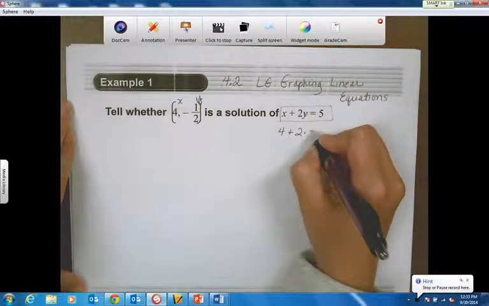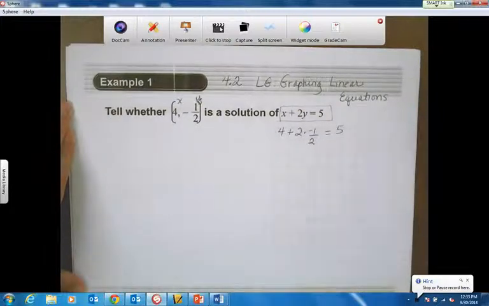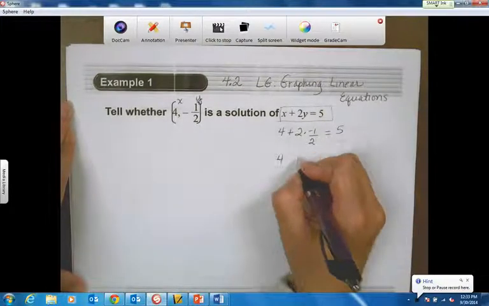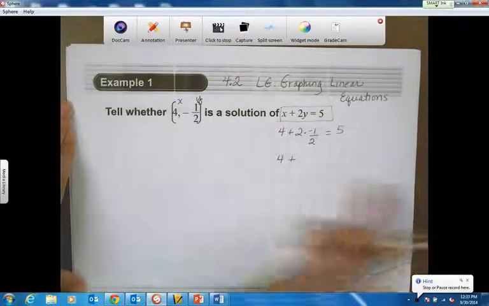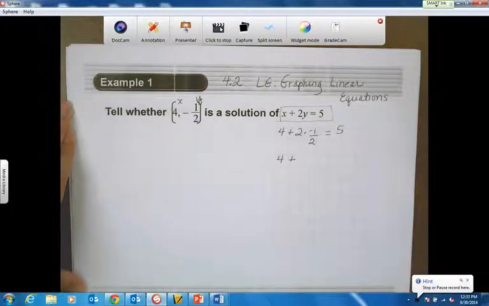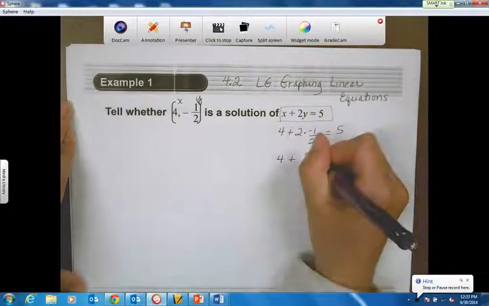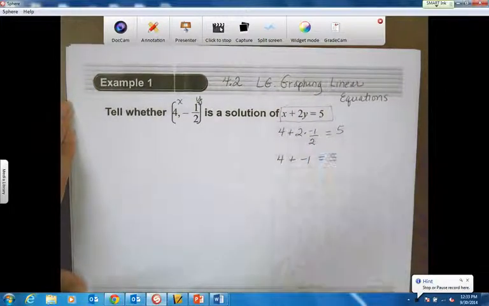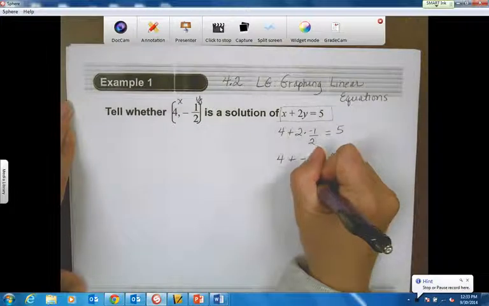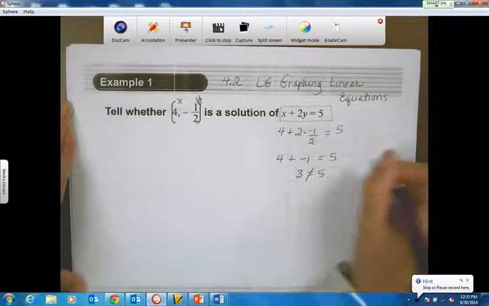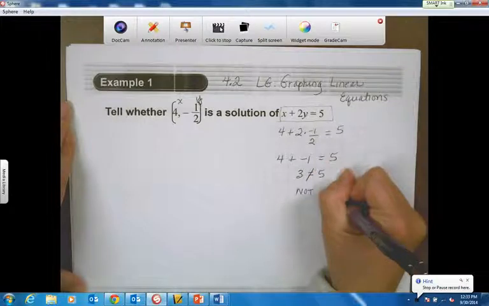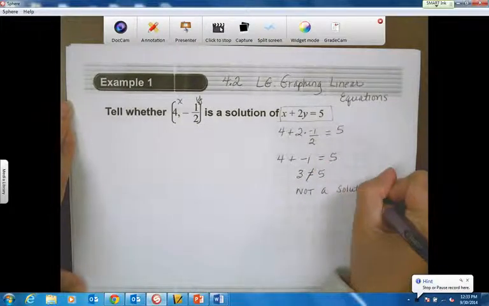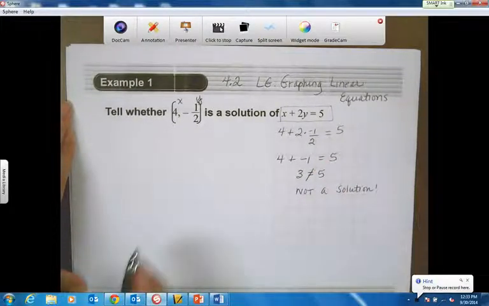We have 4 plus 2 times negative 1/2, which would be a negative 1. Agree? And 4 minus 1, or 4 plus negative 1, either way, that would be 3. 3 does not equal 5, so this is not a solution. Meaning that if I were to graph this, this point would not be on this line. It would not be a solution.